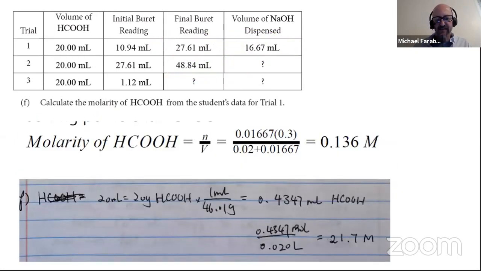This person has a calculation, but it involves moles divided by volume. It should be divided by the total volume of the acid. So they've got this combined total. They combined those two volumes together. That's incorrect. And then this person somehow converted milliliters to grams and then went from grams to moles. So again, that's incorrect. We have 20 milliliters. We do not have 20 grams of the acid.